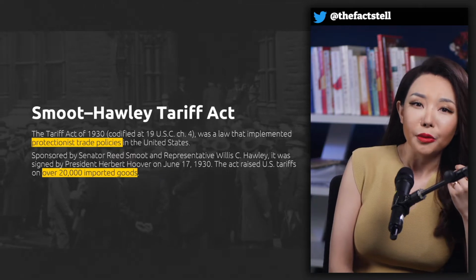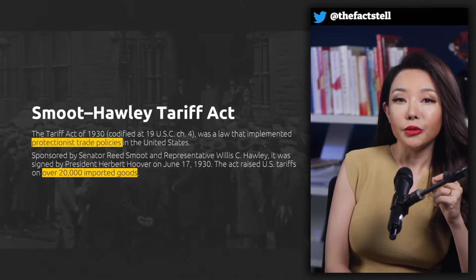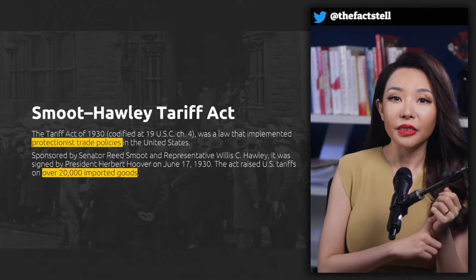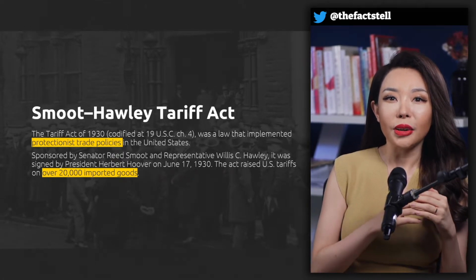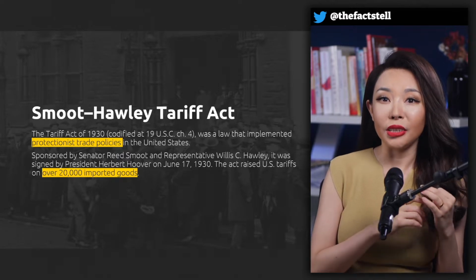The act's passage prompted retaliation tariffs by negatively affected trading partners, which led to a huge reduction in exports and imports during the Depression.